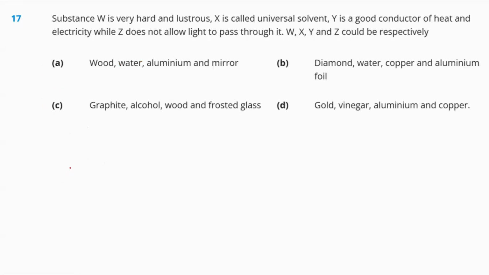Question number 17. Substance W is very hard. So we have 4 substances W, X, Y, and Z. W is something hard and lustrous. X is universal solvent. Y is good conductor of heat and electricity.